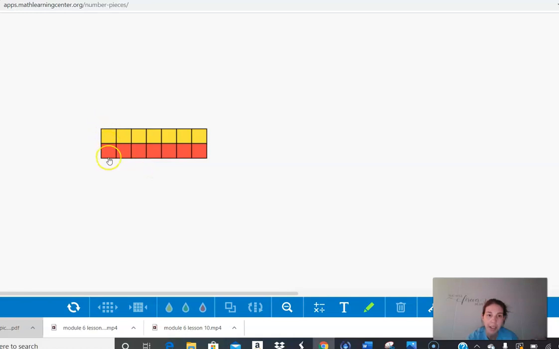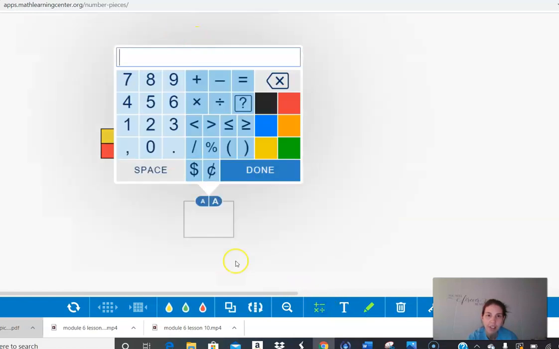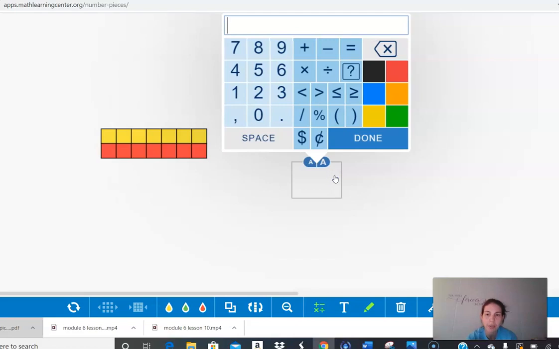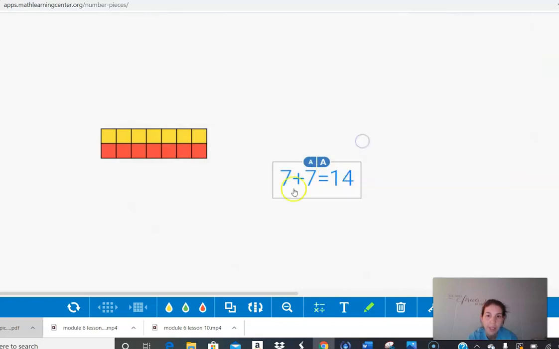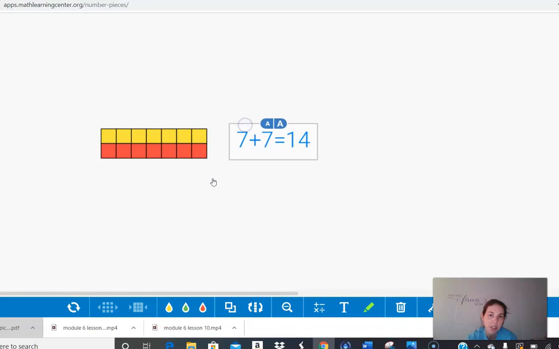And how many columns do we have? 1, 2, 3, 4, 5, 6, 7. So there are 7 columns and 2 rows. Now for our addition sentence, I want you to think about what addition sentence you might use. Remember, you can do row plus row. How many is in one row? 7 plus the next row, which is 7, equals 14. So there's one addition sentence that we could use.